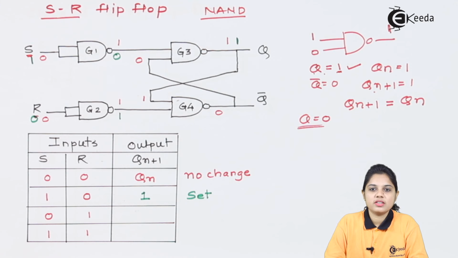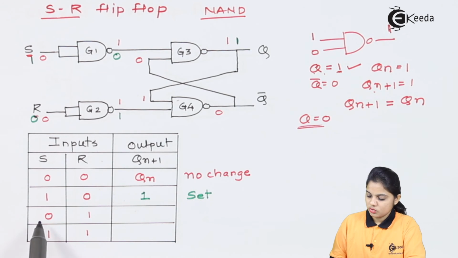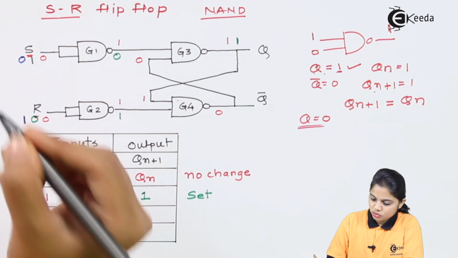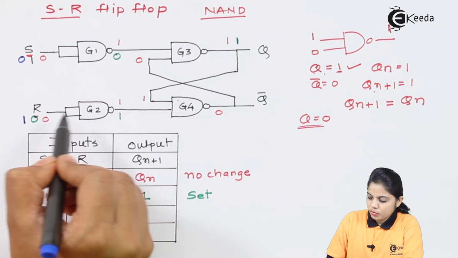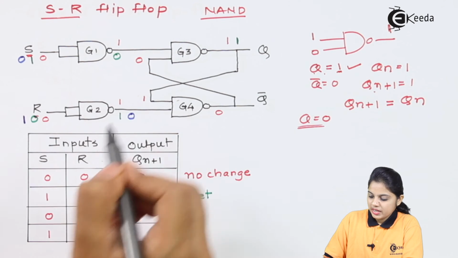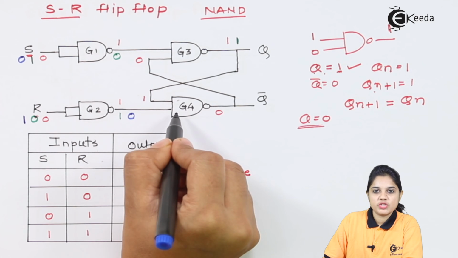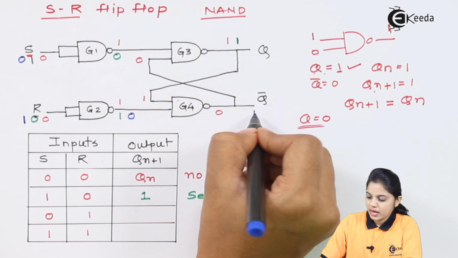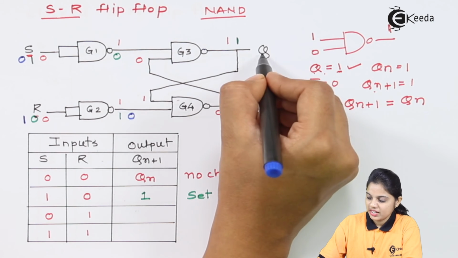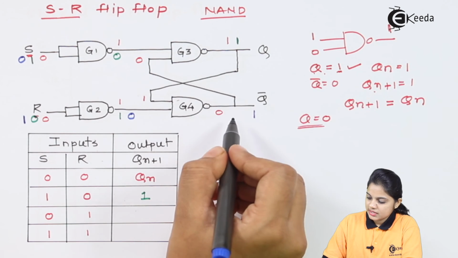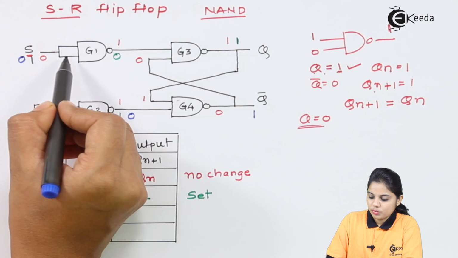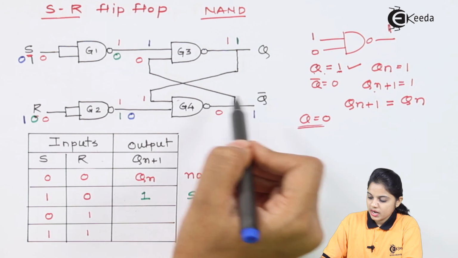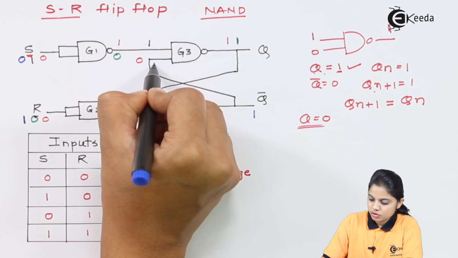Now let's discuss the third case, that is S is equal to 0 and R is equal to 1. If R is equal to 1, the output of G2 will be 0. If 0 is one of the inputs for G4, definitely Q bar is equal to 1. If Q bar is equal to 1, Q is the complement of Q bar, so it will be 0. Let's see if it is getting 0 or not. If 0 is the input S, this output will come out to be 1. If Q bar is 1 and applied as an input here, you will get 1 as well.